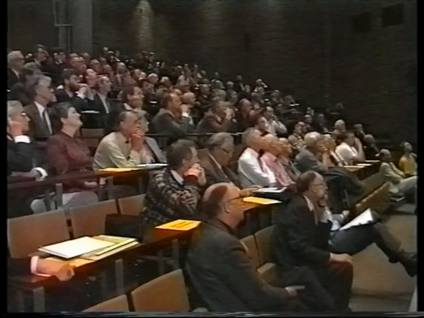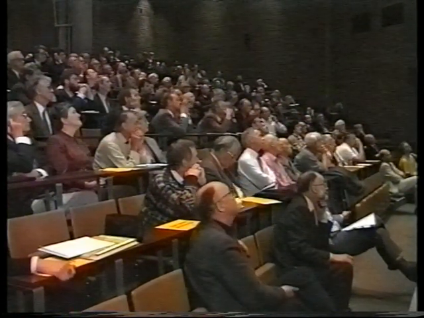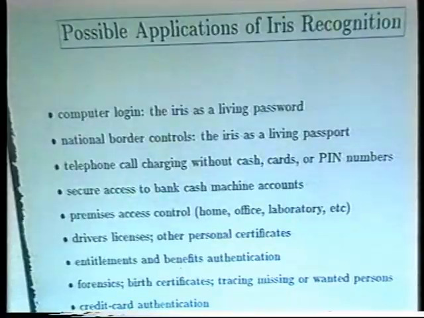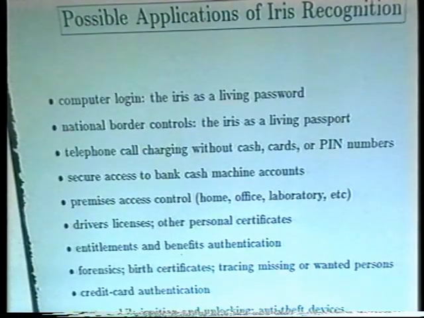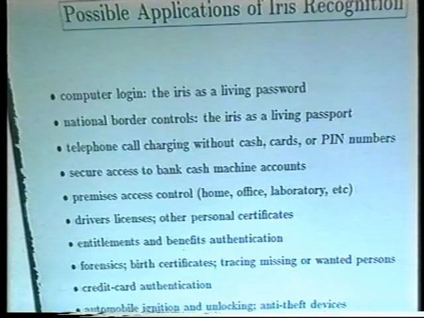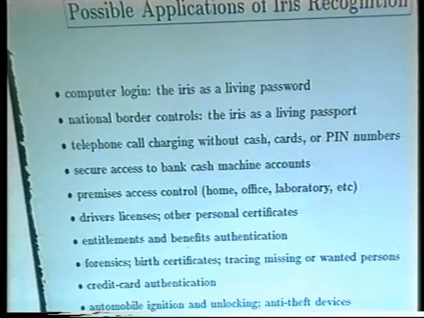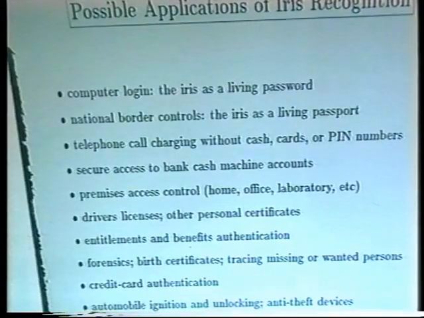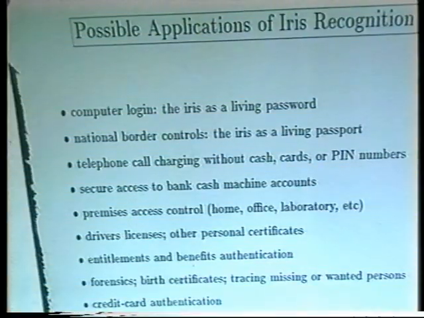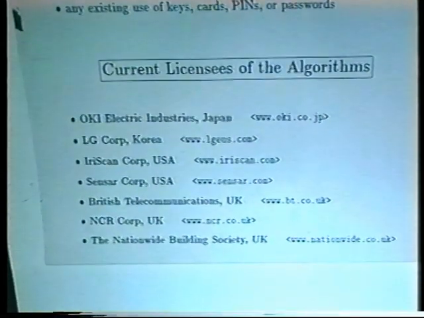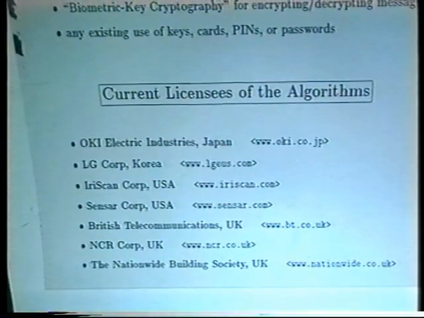There are, of course, all kinds of applications in which we need to confirm our identity either with secrets, like passwords and PIN numbers, or with special possessions, like keys and cards and so forth, neither of which really confirms anything other than that the secret or the possession was present at the transaction. It doesn't establish that the rightful holder or owner of the secret or the possession was there. So that's the point of a biometric identification. And there are lots of applications that are easy to enumerate. The current licensees of these algorithms are listed here in various countries. You've probably seen the trials in cash machines at the Nationwide Building Society.